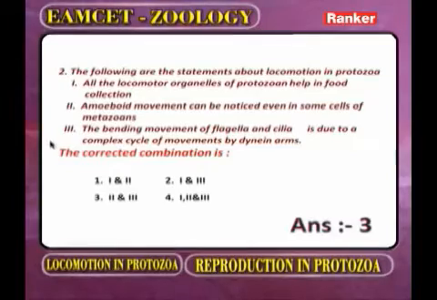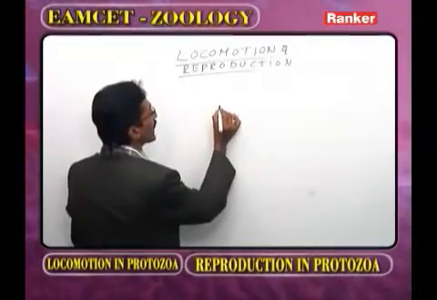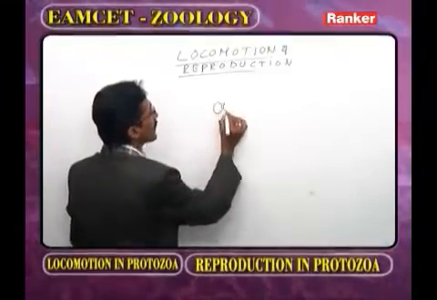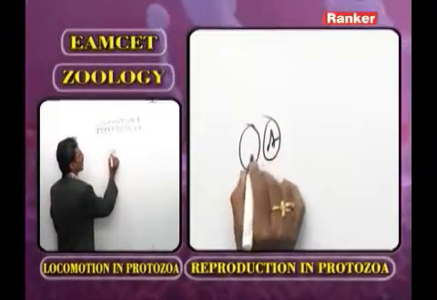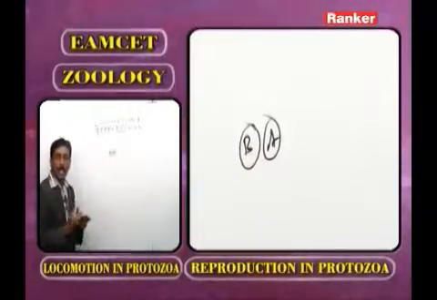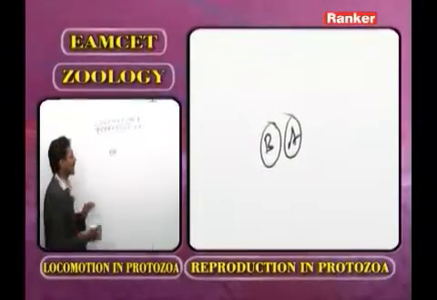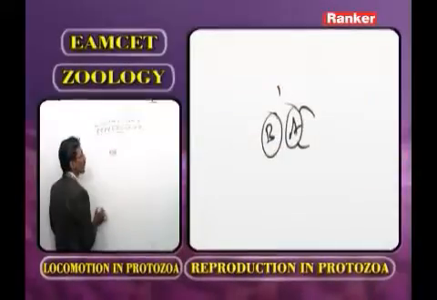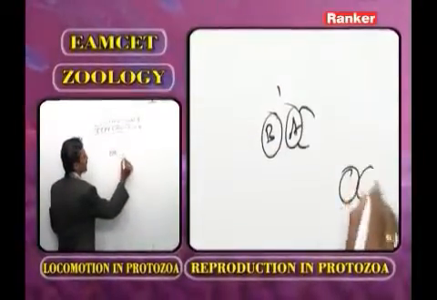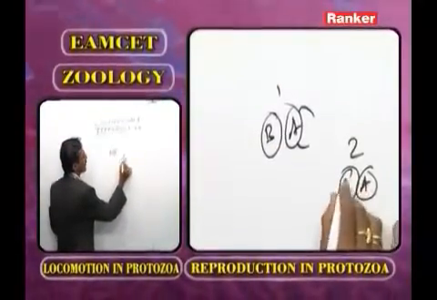What is the third one? The bending movement of flagellum and cilia is due to complex cycle of movements by dyneins. Now, as we observe the bending movement, this is one doublet. In each doublet, how many microtubules? Two. This one A and this one B. How many doublets are present? 9 doublets are present. Now, these are dyneins. This is one doublet and this is the second doublet. Again, it is A, B.